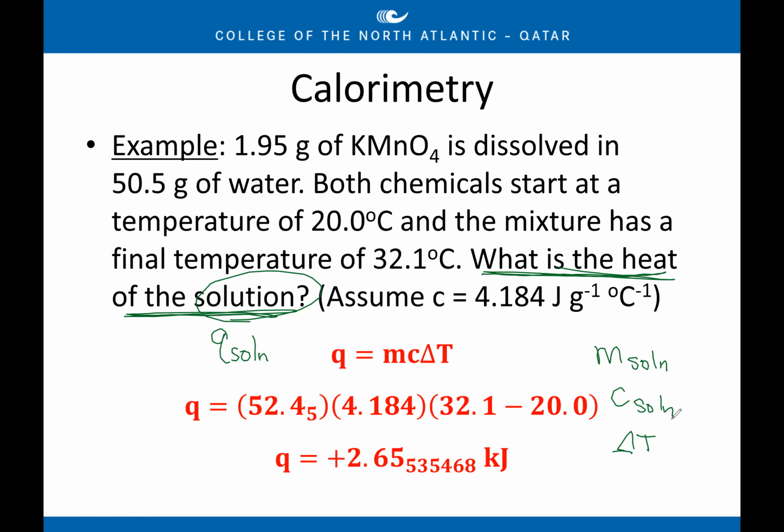So if you're wondering, how come in this example I used the mass of the water and the chemical? It's because I'm looking for the heat of the solution. Why did I use 4.184? Because that's the heat capacity of the solution. Okay, now go to the next example.